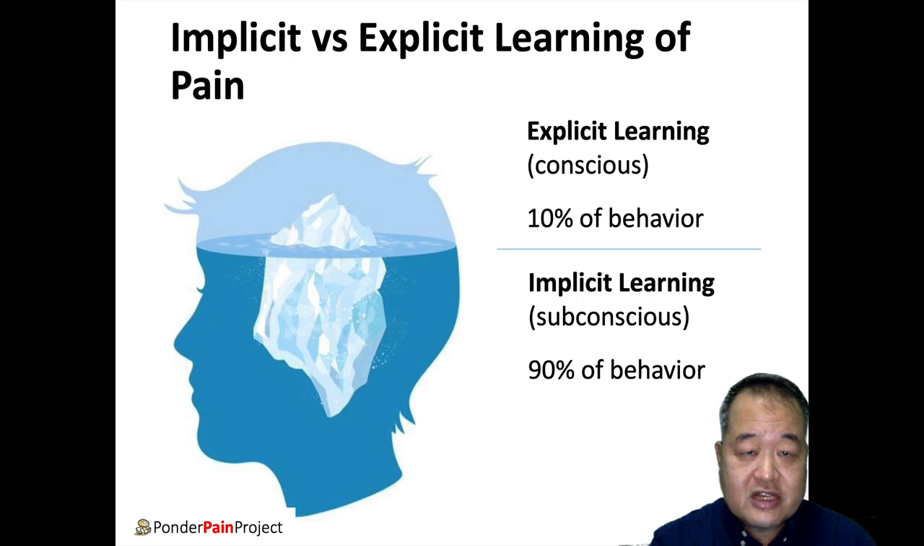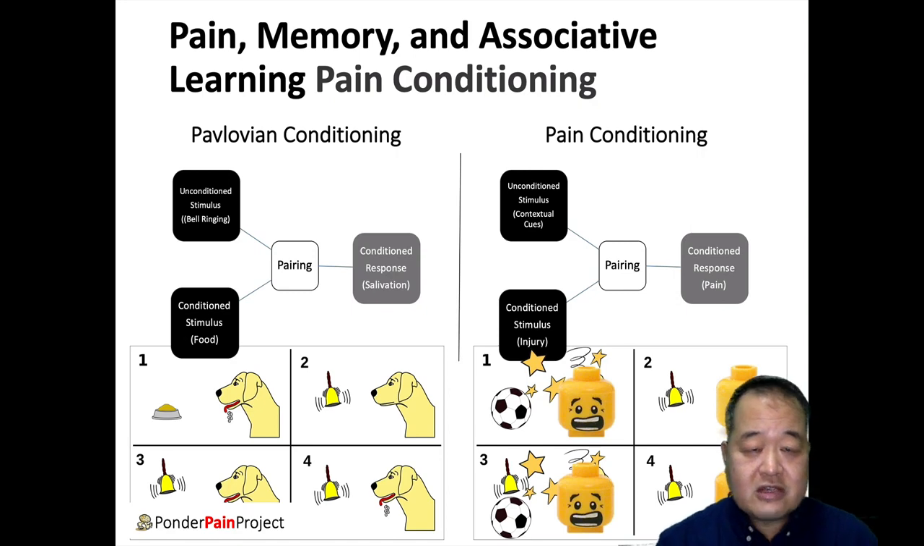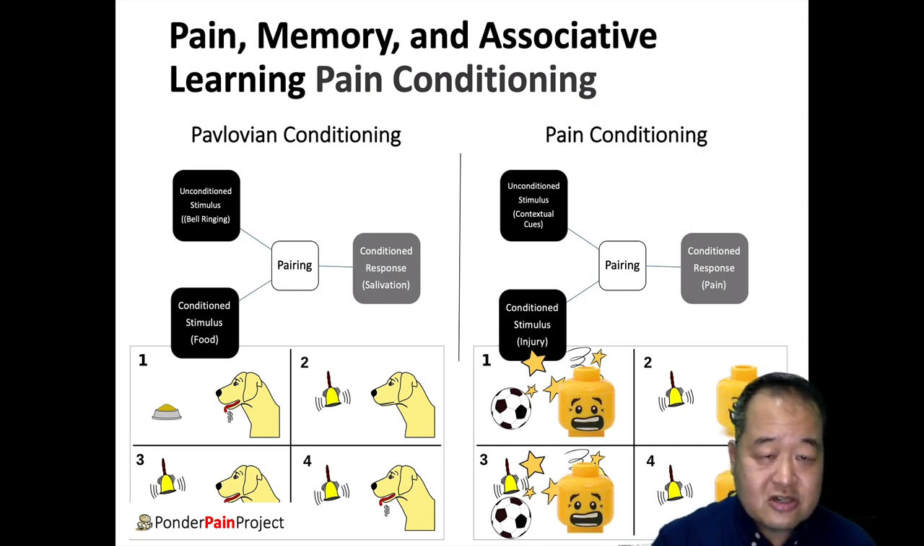So if we start to look at implicit versus explicit learning of pain, we realize that most research is showing that only 10% of our learning of pain revolves around explicit memory factors. 90% or so of the learning that we do about pain occurs at a subconscious level. So if we start to ask how do we learn about these pains, we're realizing that it's probably an associative learning process that occurs when we start to condition our brain and develop these learned memories.